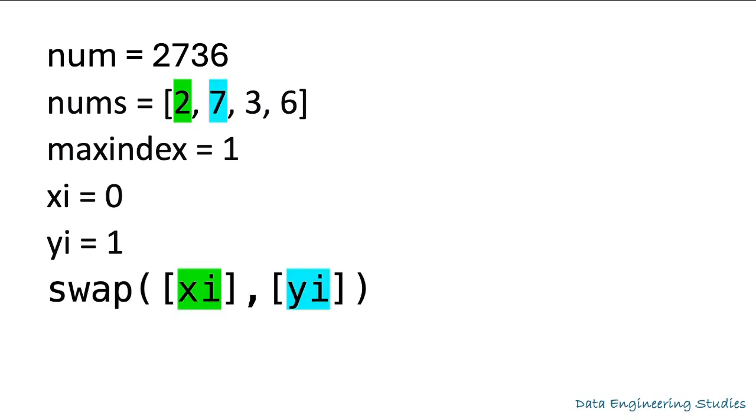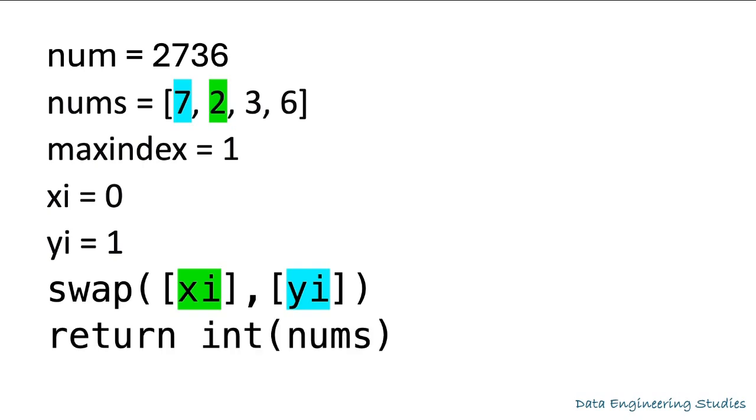Now we will swap the xi and yi. So our nums list will become 7, 2, 3 and 6. This is our max value element. Now we will return the integer of nums. Our integer of nums is 7236. I hope the approach is clear. Now let's get into the implementation.